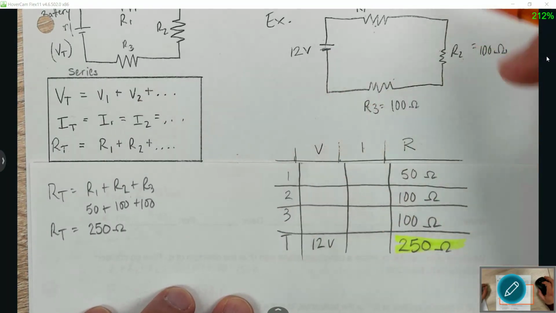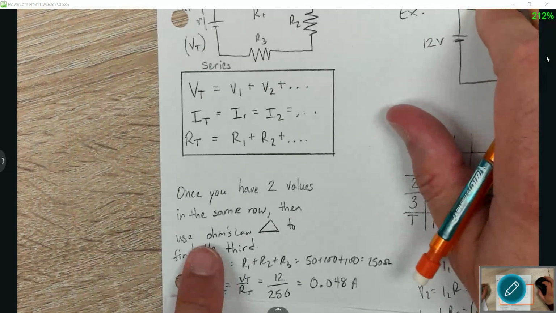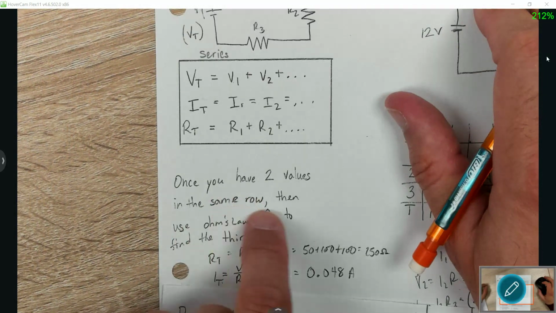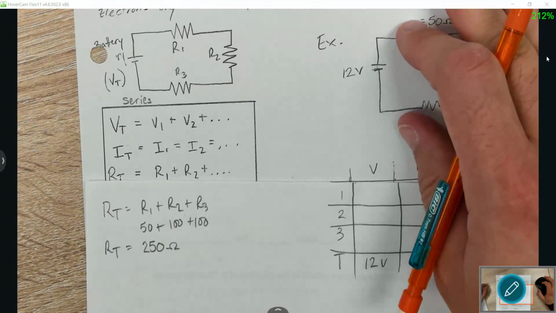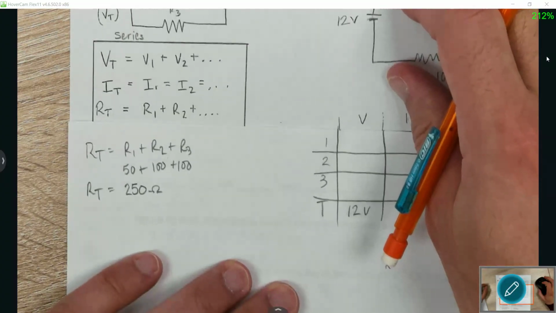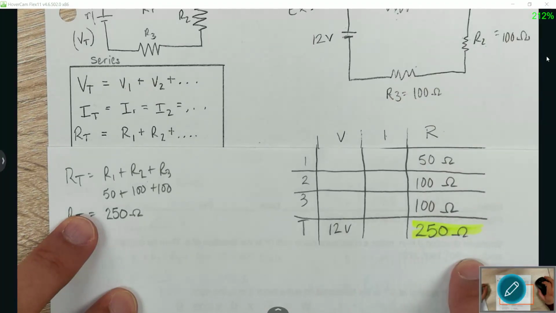So now what do I do? All right, so like I said, once you have two values in the same row, use Ohm's law's triangle to find the third. So that is what we're going to do. We have two here in the same row. We have resistance and voltage.